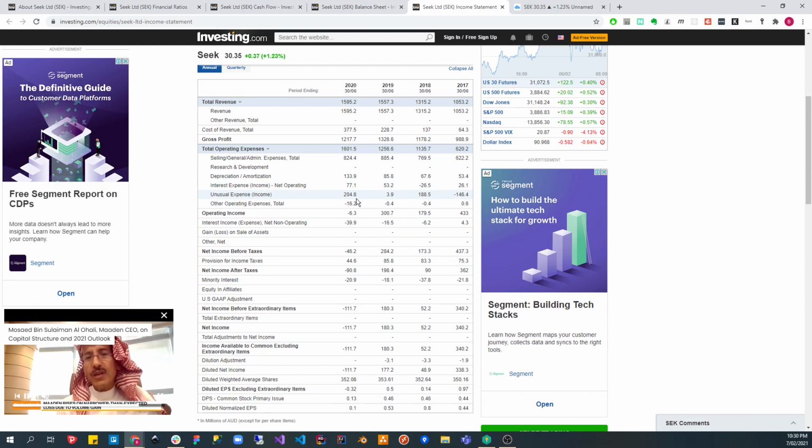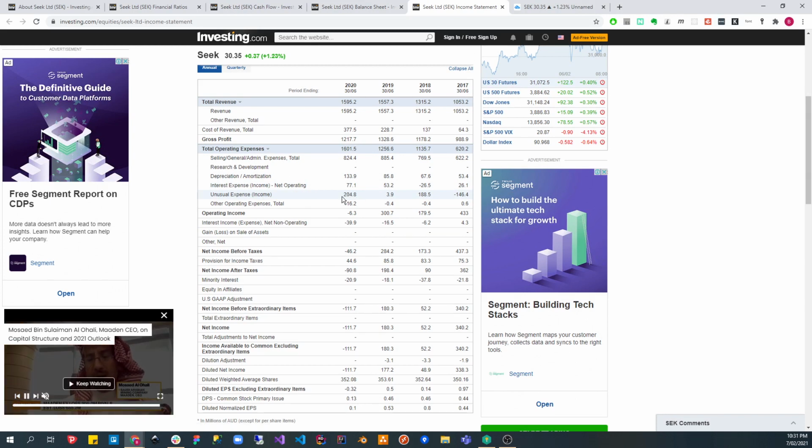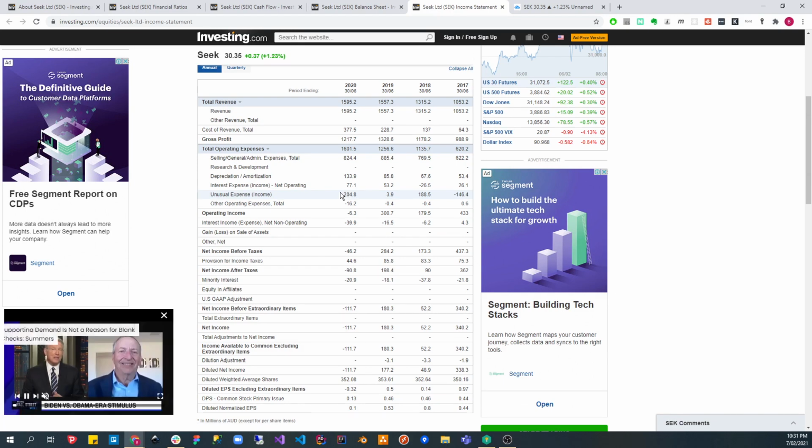But what is unusual expenses? It looks like there's something here, so we want to explore what that is. They could have purchased something. So it's hard to say that this net income is truly reflective of the company's operation, because they must have bought something quite significant here. But if you just add that back in, you can see that it's actually probably around $100 million.